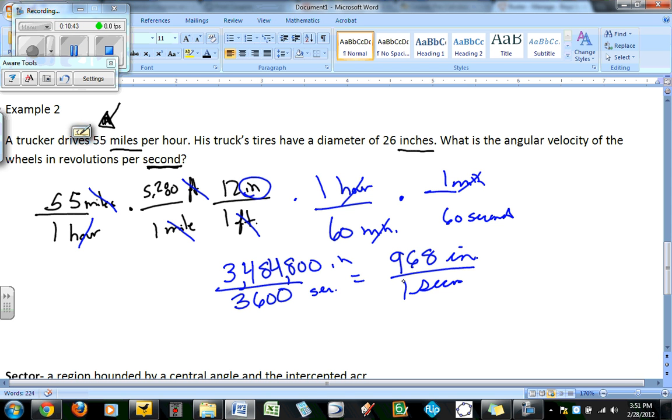All right, so we know its linear velocity now. We know how fast it's traveling in a straight line. It's 968 inches per second.